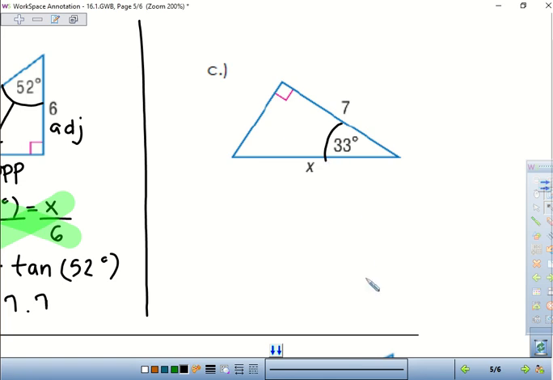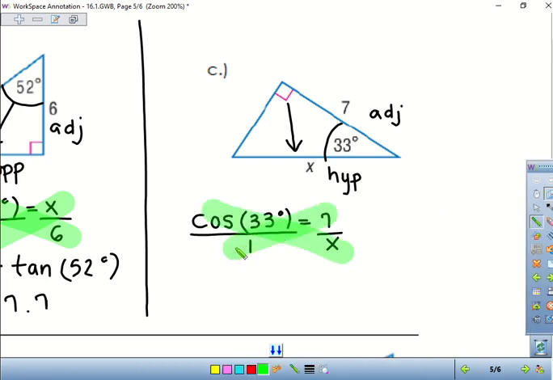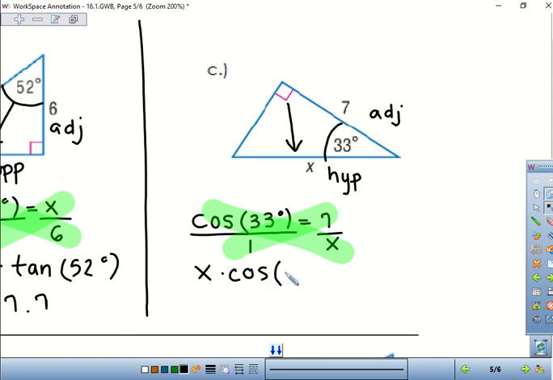So this one, I have the angle. Now, what is x? What side is that going to be? Hypotenuse. Good, and the 7 is going to be? Adjacent. Adjacent. So what trig function? Cosine. Cosine of the angle measure is equal to adjacent over hypotenuse. I put this over 1 and I cross multiply. That's going to give me x times cos of 33 degrees is equal to 7.